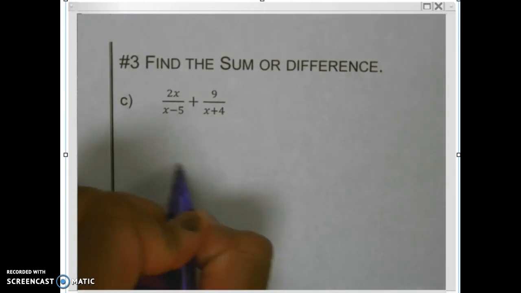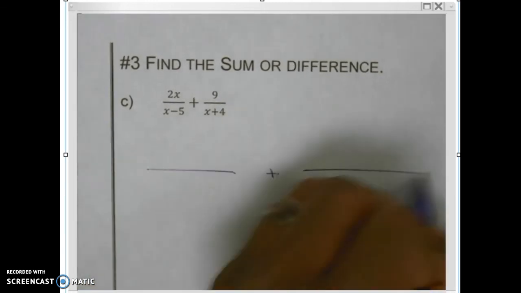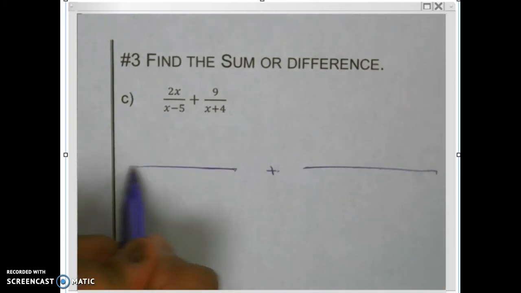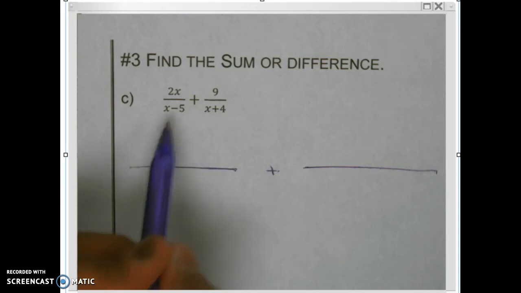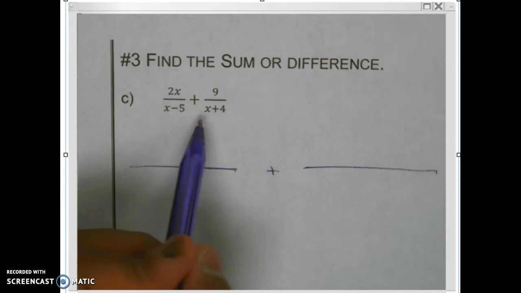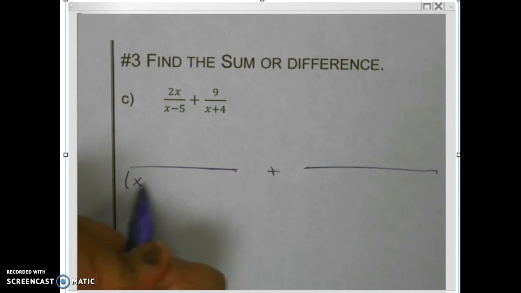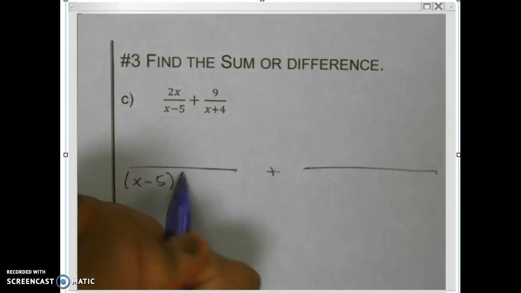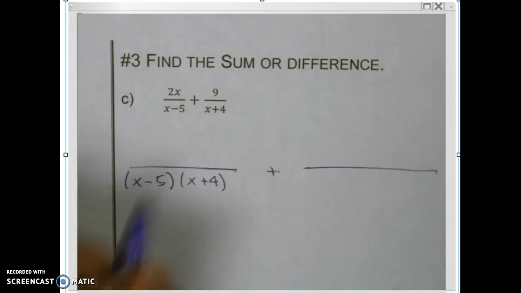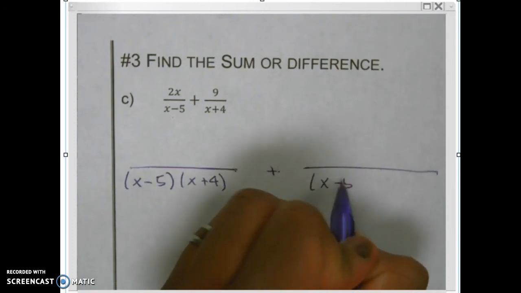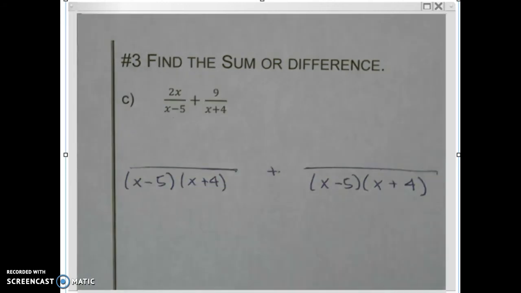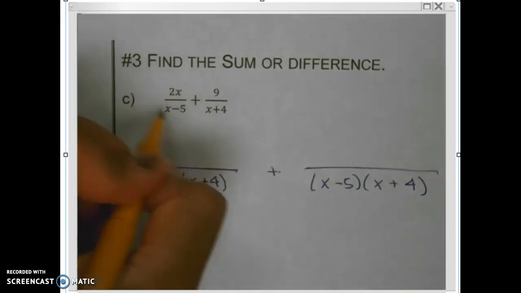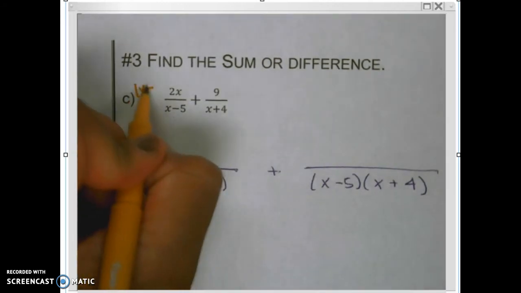So making a big fraction, I'm looking at x minus 5 and x plus 4. Nothing in common because minus 5 and plus 4 not getting me the same number. So I'm going to write these side by side, which is actually kind of low-key nice that we can do that. Now, what did you do to change that? Well, for this one, I'm adding an x plus 4 top and bottom.